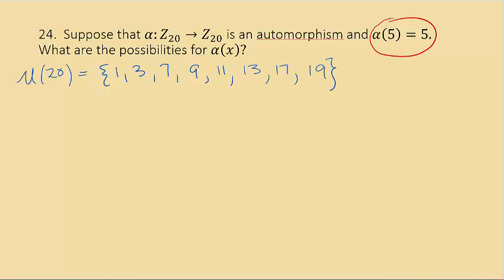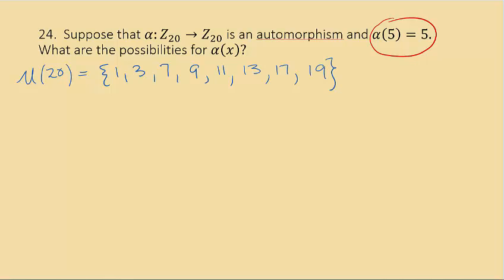The next problem, number 24, tells us that alpha is an automorphism of Z20. And it tells us that alpha of 5 is equal to 5. What are the possibilities for alpha of x? In other words, a formula for it. Which ones could it be?